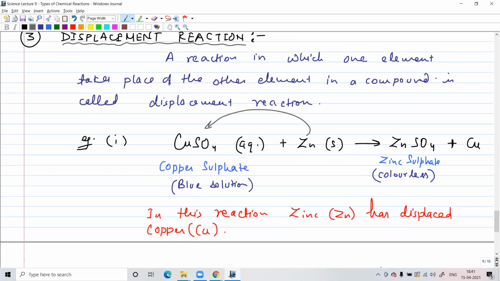Blue color and zinc, that is also a colorful thing turning colorless. It's very magical to me. Something which has a color and suddenly the color vanishes because of the displacement.